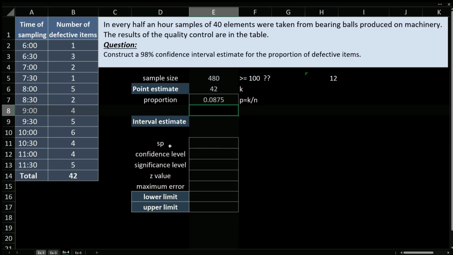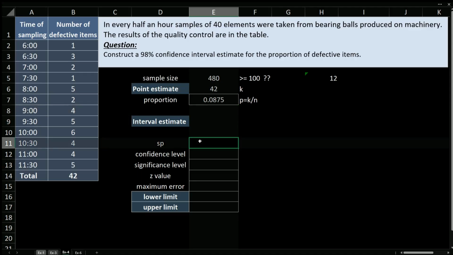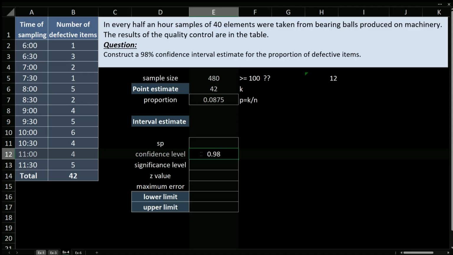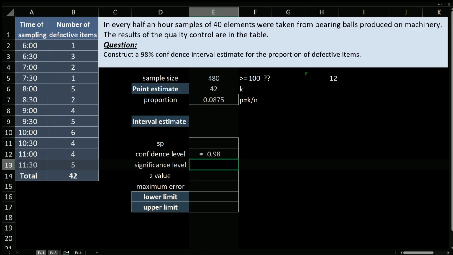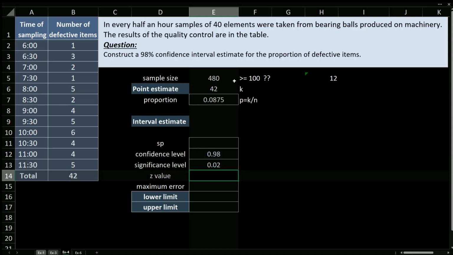Now we continue by confidence interval. So in this case, we have the confidence level 98%, significance level 1 minus that. And we know that for proportion always we use z-value, and here we have NORM.S.INV of 1 minus alpha over 2.